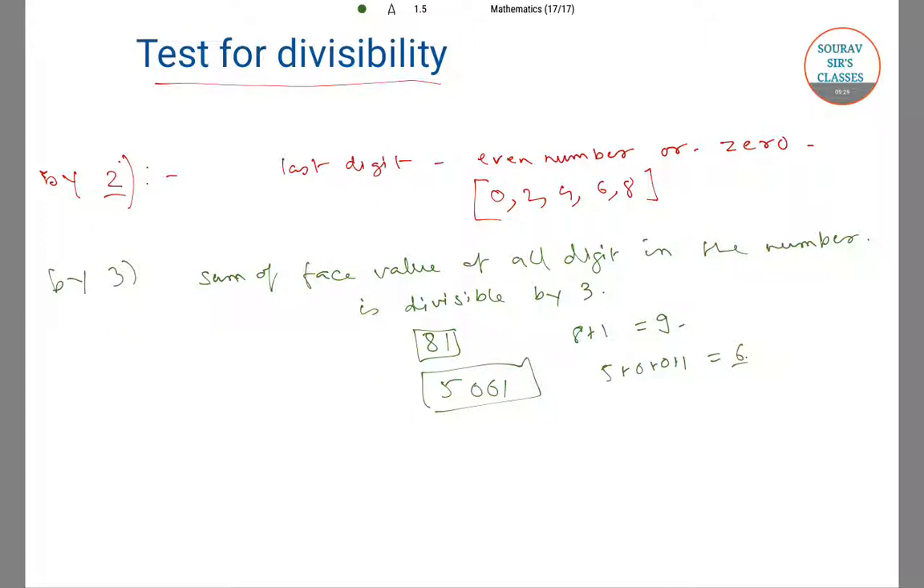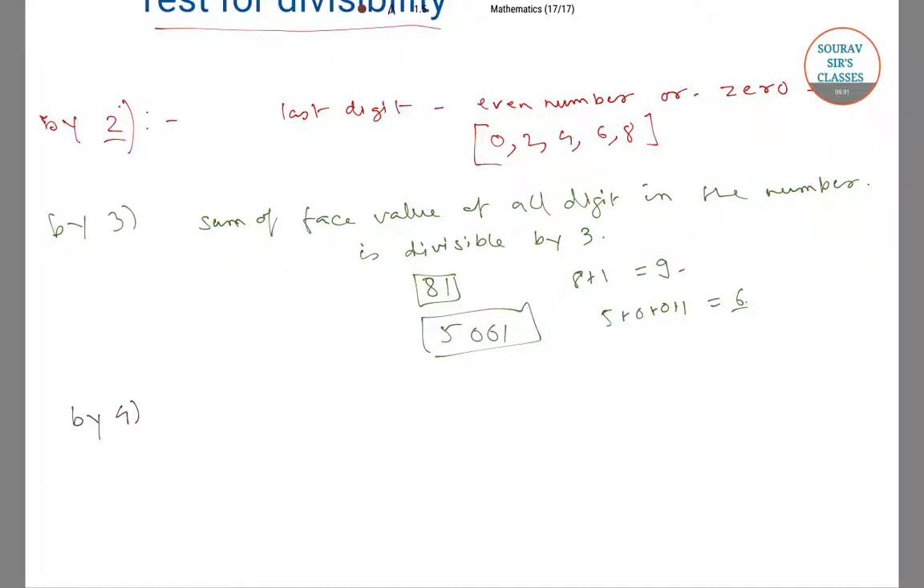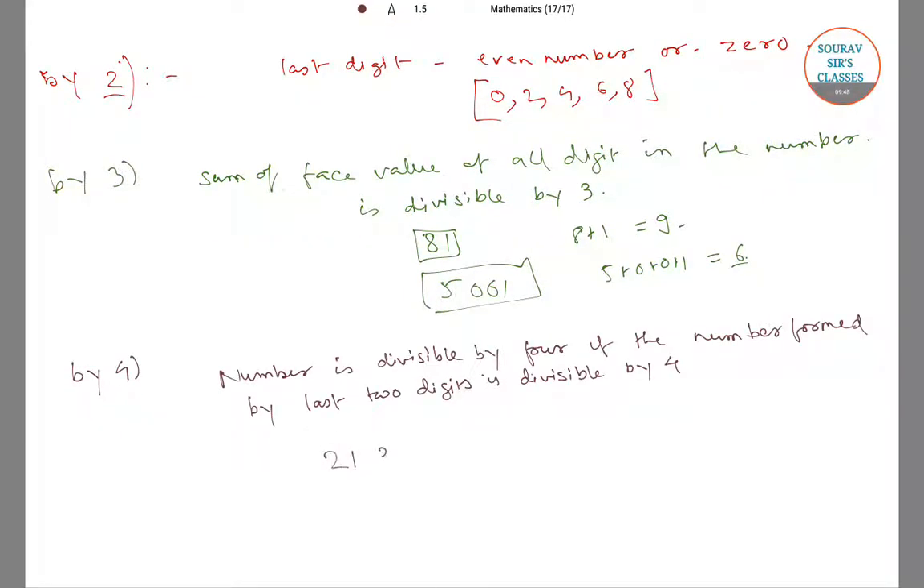Next is divisibility by 4. A number is said to be divisible by 4 if the number formed by the last two digits is divisible by 4. For example, let a number be 213465516. Now, the number formed by the last two digits is 16. Since 16 is divisible by 4, the whole number is also divisible by 4.